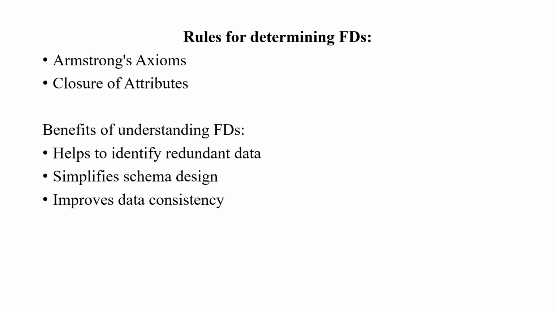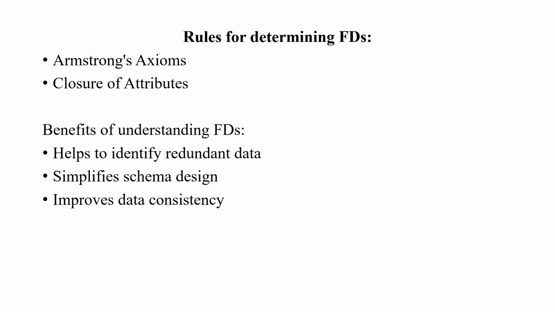Rules for determining the functional dependency. There are two things: one is Armstrong's axioms and the other is closure of attributes. We'll discuss only the Armstrong axioms. As we have seen earlier, functional dependency is a very crucial concept in database management systems. It helps in maintaining data integrity and understanding it better.